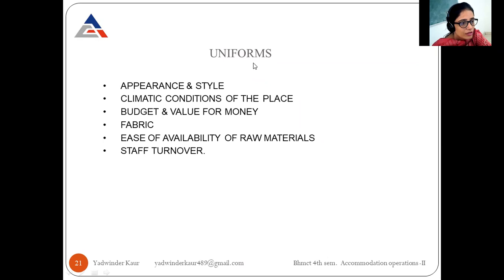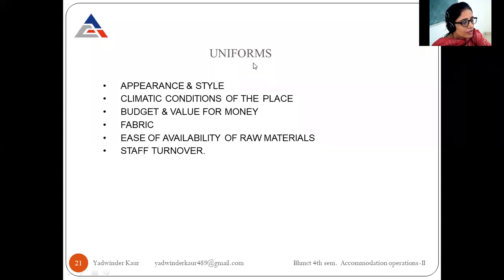Fabric should be good, right? Because it should be comfortable so we can wear it on a daily basis. So fabric is a very important point while we are designing or selecting the uniforms. Easy availability of raw material. We can easily buy what is available in the market. That kind of clothes we can choose, right?